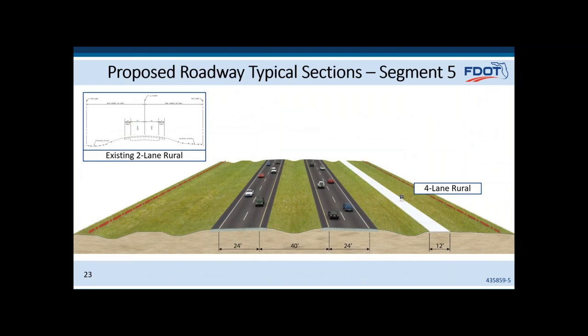In Segment 5, State Road 50 will also be widened from an existing two-lane rural roadway to a four-lane divided roadway. Most of Segment 5 will have a typical section with two 12-foot travel lanes in each direction, separated by a 40-foot median. There will be paved inside and outside shoulders. A 12-foot wide multi-use path is planned along the south side of the roadway.